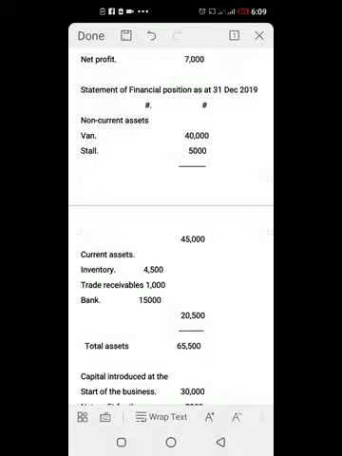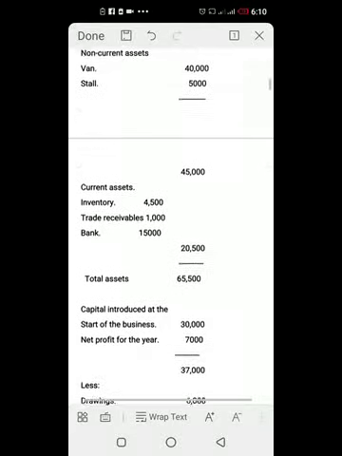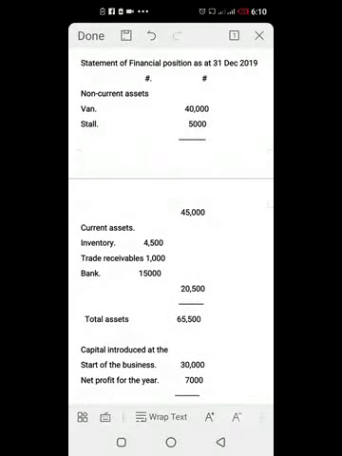Remember, I told you non-current assets means that they will span continuously for over 12 months. So van is a non-current asset, which is 40,000 naira. Stall is a non-current asset, which is 5,000 naira. Then we have the total, which is 45,000 naira. We add that to our current assets.